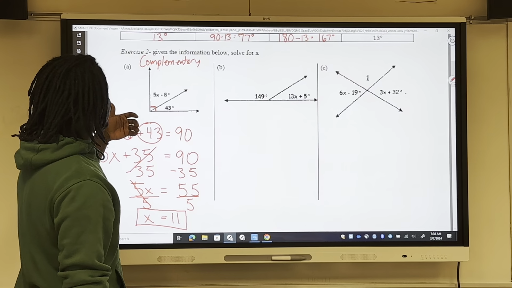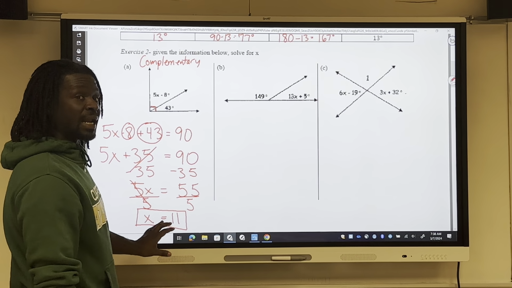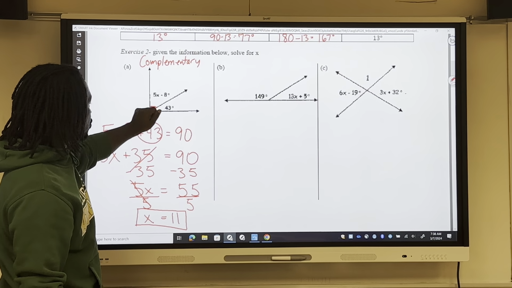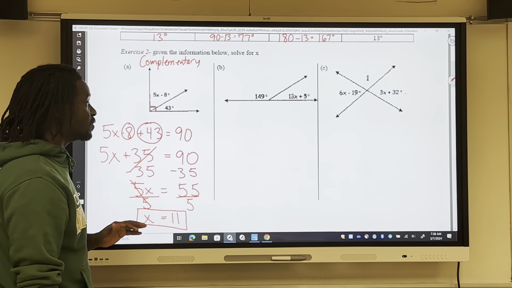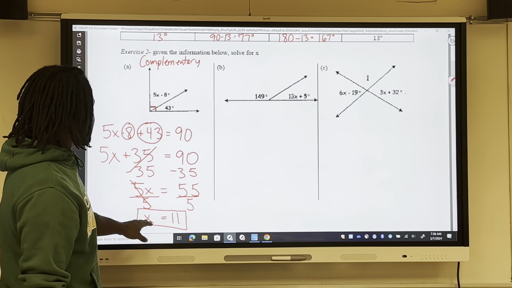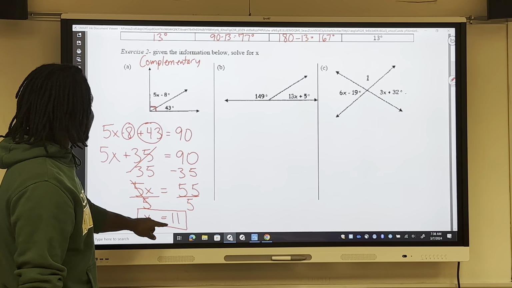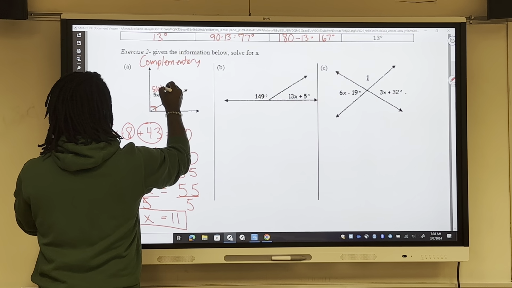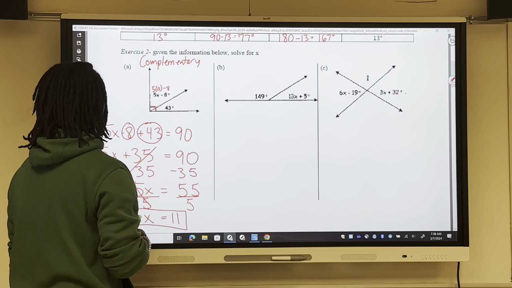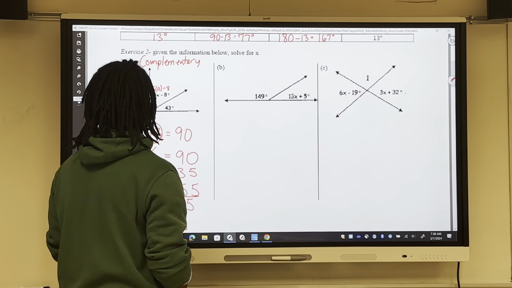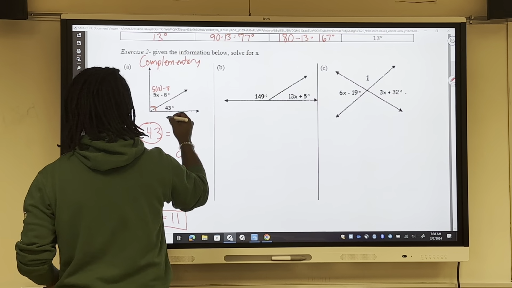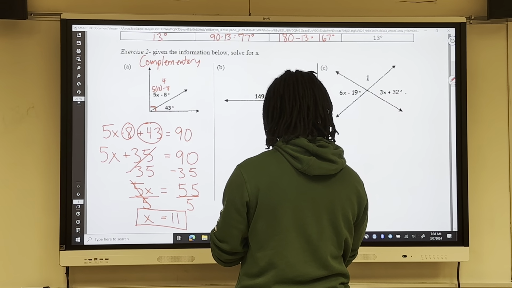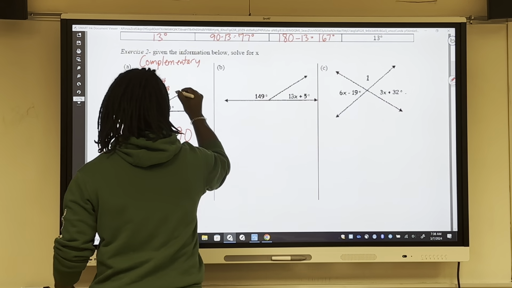So x equals 11. It wants us to just solve for x, but if I wanted to figure out what the angle would be, I'll do this for the first one, won't do it for all of them. I take this and substitute the 11 in for the x. So 5 times 11 minus 8. 5 times 11 would be 55. 55 minus 8 is going to give me 40. I'm sorry, 50. What did I say? 55 minus 8. Yeah, 47.